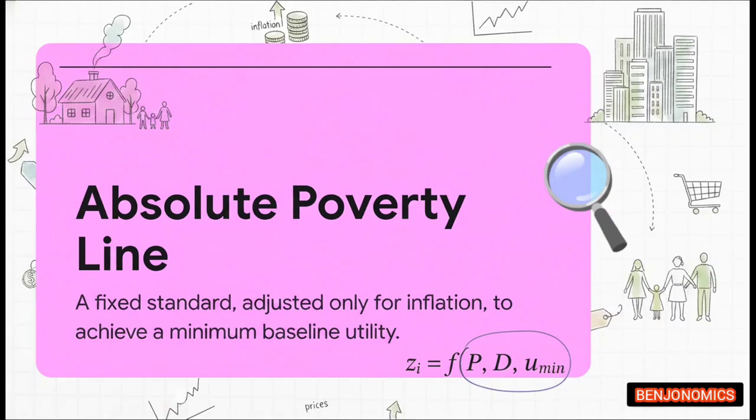Now, when policymakers want to evaluate the real-world effects of their programs over time, they almost always rely on an absolute poverty line. This is a fixed standard adjusted only for inflation. Mathematically, it calculates the threshold as a function of local prices, demographic characteristics, and a minimum baseline utility. An absolute line is super important because it allows us to evaluate poverty trends without the goalposts constantly shifting. Though, in practice, it is tricky. It requires some incredibly complex adjustments, because a small household in a rural farming area faces a totally different economic reality than a huge family living in a major city.